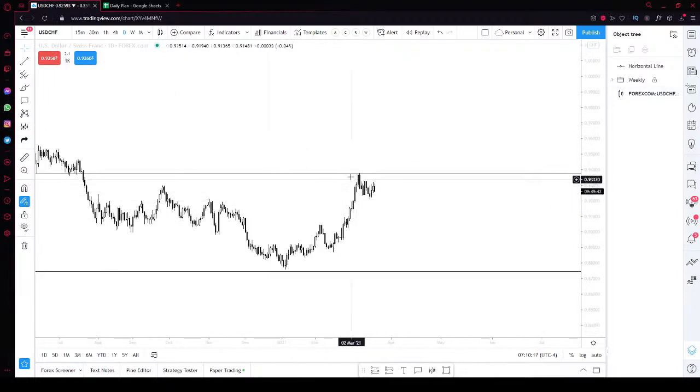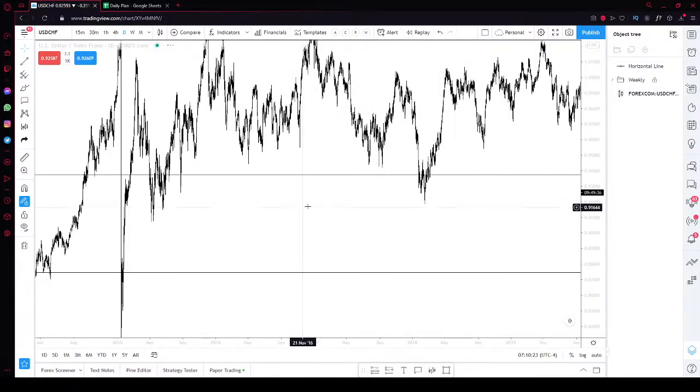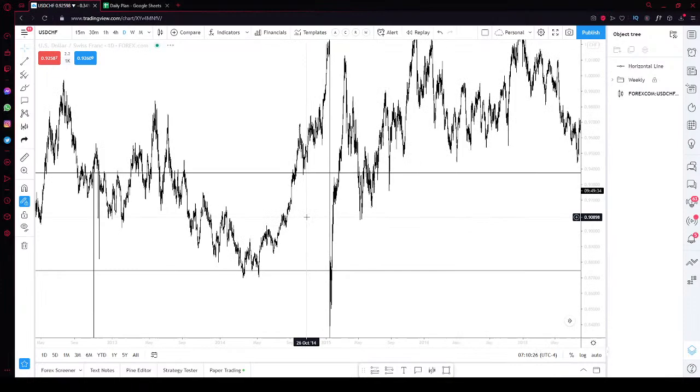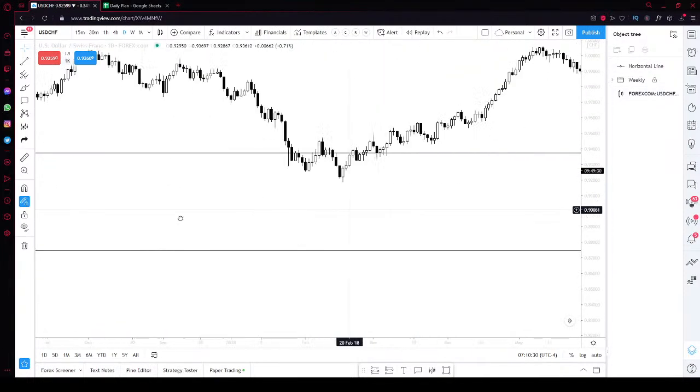All right, so I like this area right now because price just rejected it recently, and we see we have some rejections there, we have a rejection there, a nice one there as well. Right, yeah, so it's a good level to me.